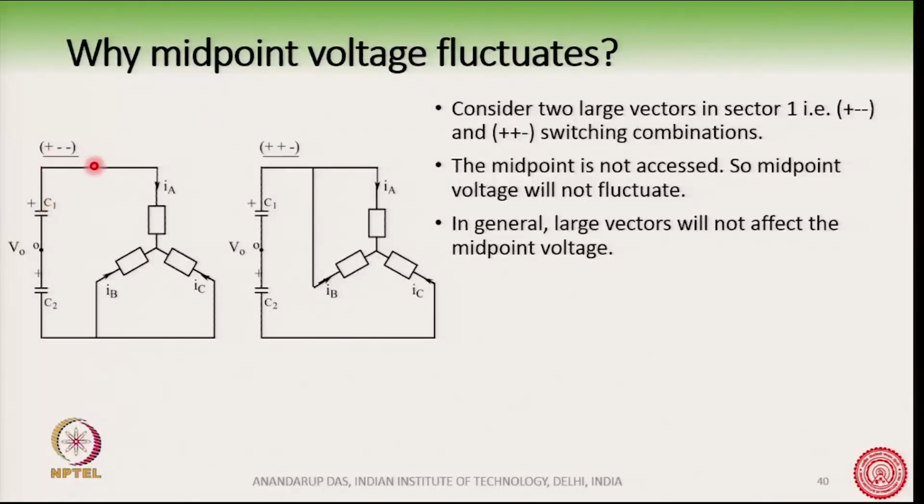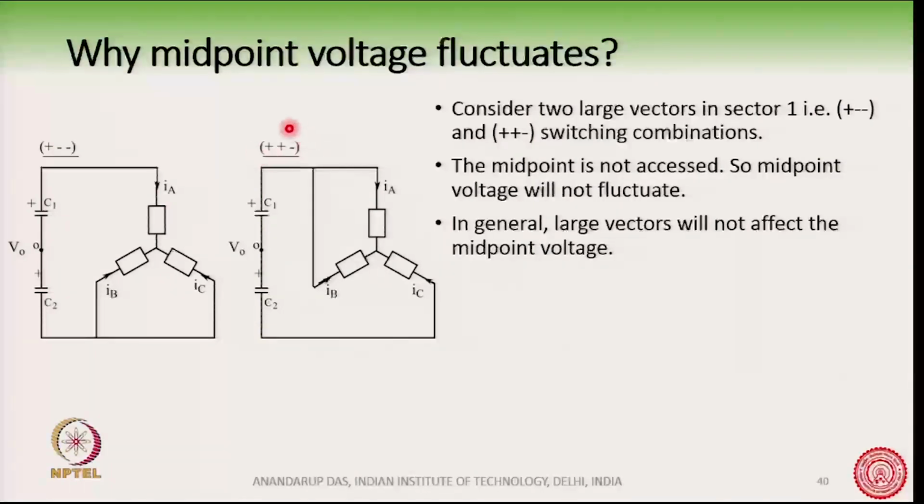Plus minus minus means A phase is connected to the positive of the DC bus, while B and C phases are connected to the negative of the DC bus, right. So, you see in this switching combination the midpoint is not accessed. So, there will be no fluctuation of the midpoint voltage. Whatever the voltage level was, it will remain there only. So, this is the plus minus minus circuit.